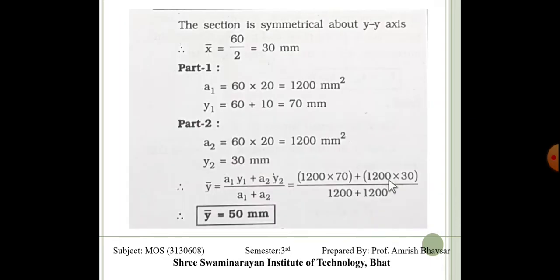So, the section is symmetrical about the y axis, that is why x bar is equal to 60 by 2, that is 30 mm. Part 1, so A1 is equal to 60 by 20 and y1 is equal to 60 plus 10, that we know. Part 2, A2 is equal to again 1200 and y2 is equal to 30 mm. We have studied in the previous chapter how to find the CG, so that we can find easily, because we have studied that.